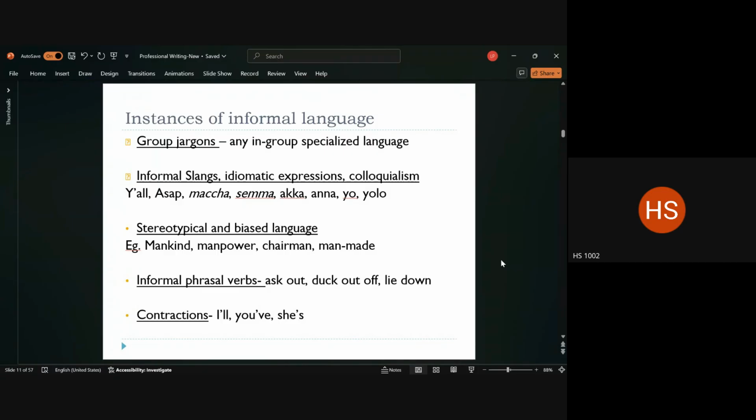We have about 5 instances. There could be more, but I have only included the more important ones, the ones which are the common contributors to informal language. The first one is group jargons. Group jargons are usually any kind of in-group specialized language.